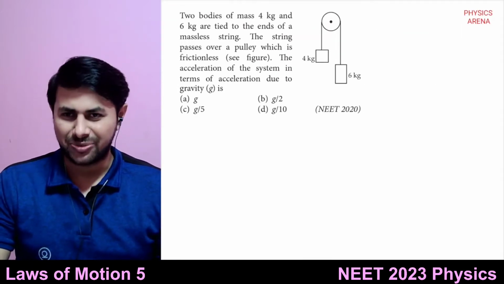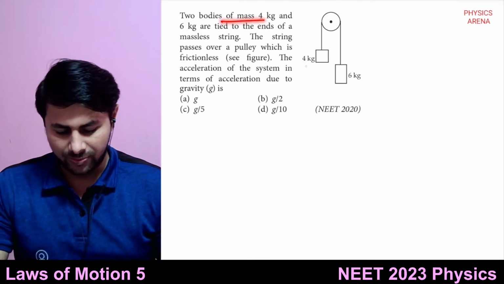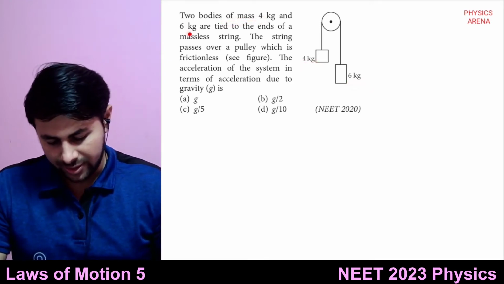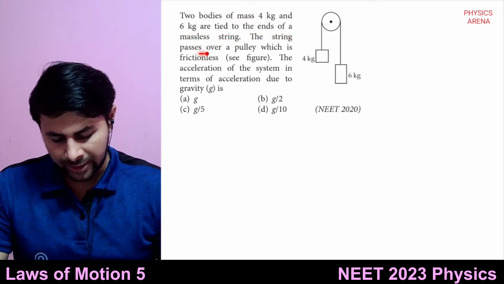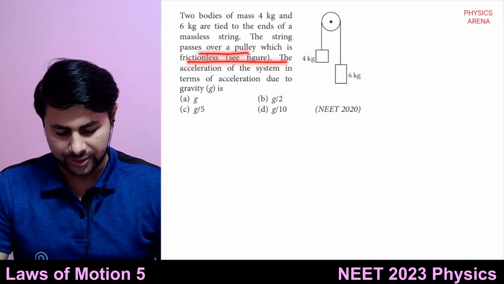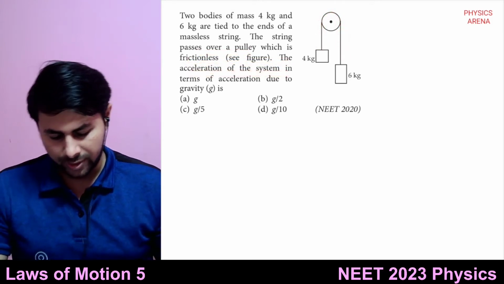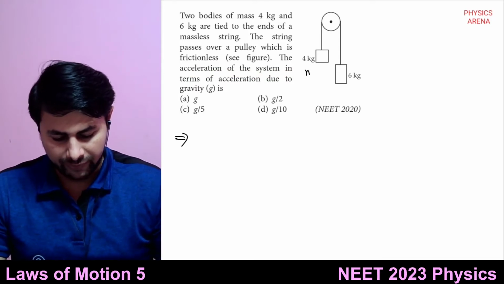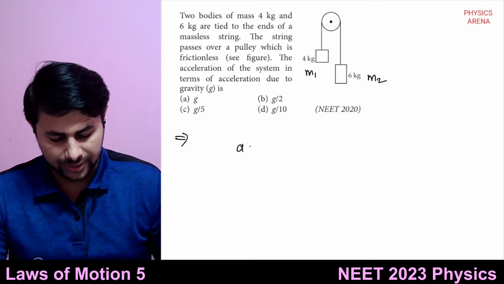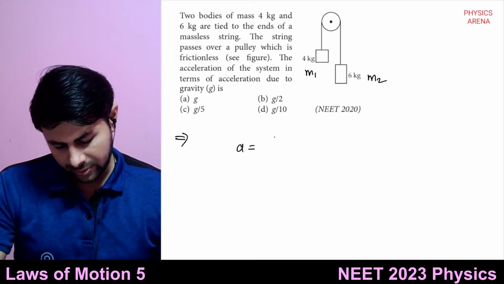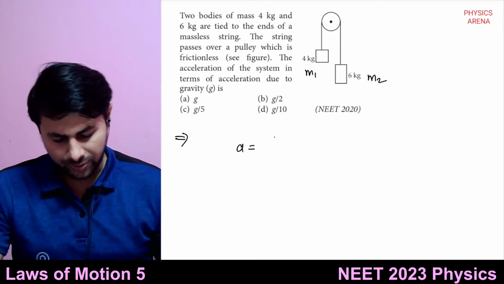This is a recent one, NEET 2020. Two bodies of masses 4 kg and 6 kg are tied to the ends of a massless string. The string passes over a pulley which is frictionless. Similar question. The acceleration of the system. So again, this is m1, this is m2. So the acceleration is g by 5. Good.